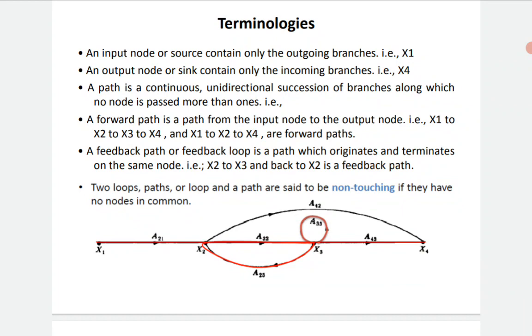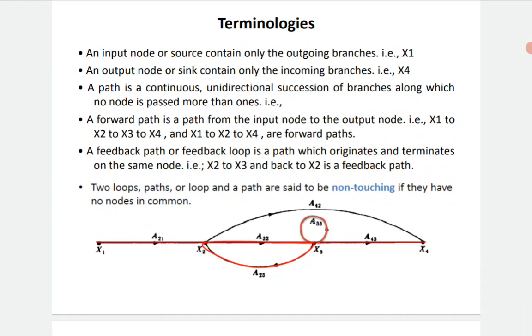Output node or sink node or convergent node contains only incoming branches. According to the diagram below, x4 is my sink node. Four nodes are available: x1, x2, x3, x4. A path is a continuous unidirectional succession of branches along which no node is passed more than once. A forward path is a path from the input node to the output node, that is from x1 to x2 to x3 to x4, one forward path. Another forward path is x1 to x2.